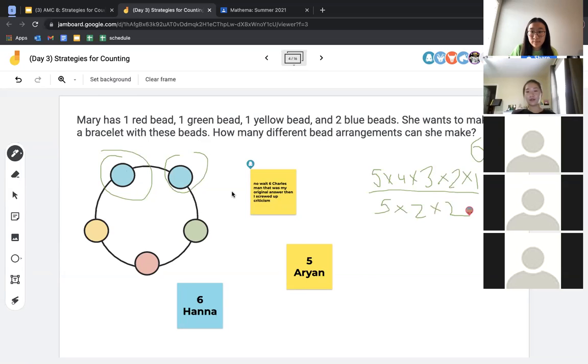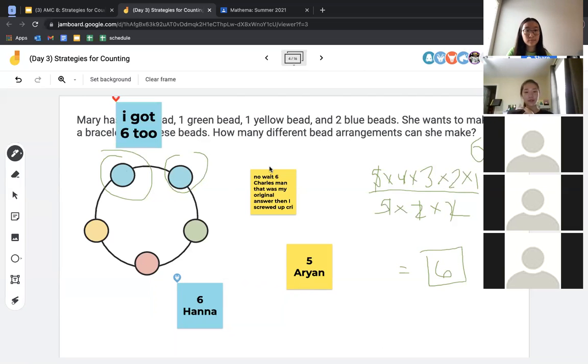So now if we just calculate, we get 3 times 2 times 1, which is 6. Yeah, I thought I saw a 6 at first. So basically you just do the normal bracelet method, but account for the 2 beats that are the same. Yeah, good job if you got 6.